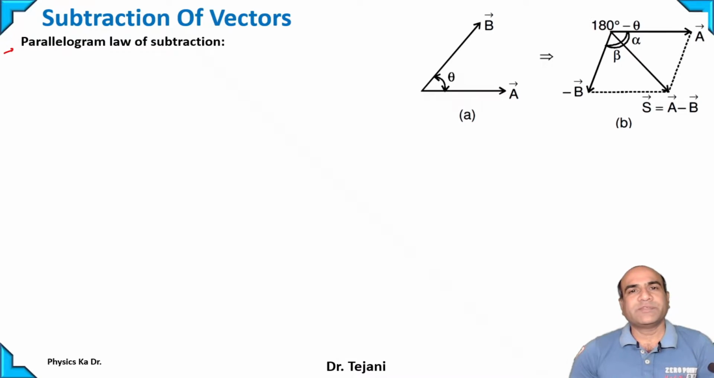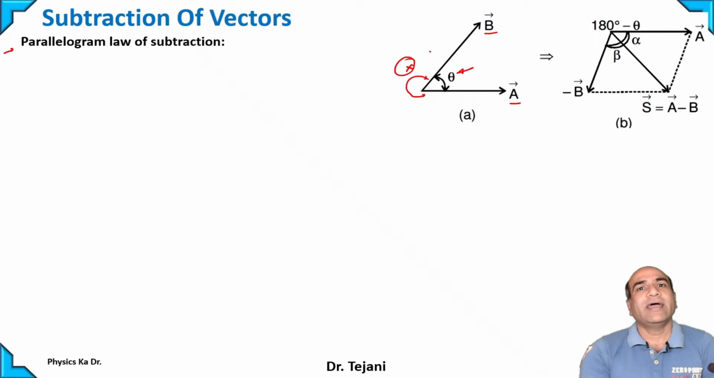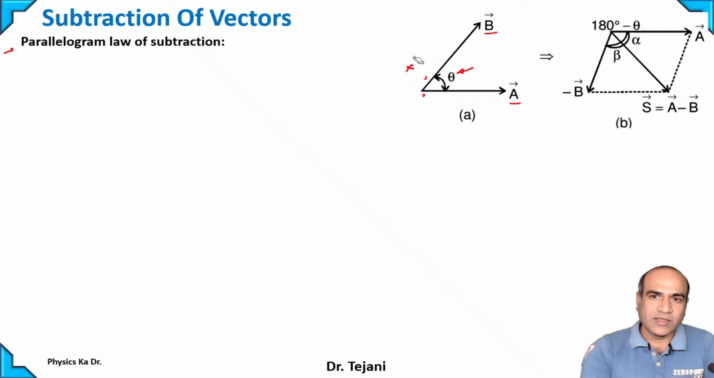Now let's understand subtraction of vectors, and the parallelogram law of subtraction is useful here. In the previous case we studied, this is vector A, vector B, and a smaller angle in between, that is known as theta, right? An outer angle cannot be considered as the angle of the vectors. So only the inner angle is required to be considered.